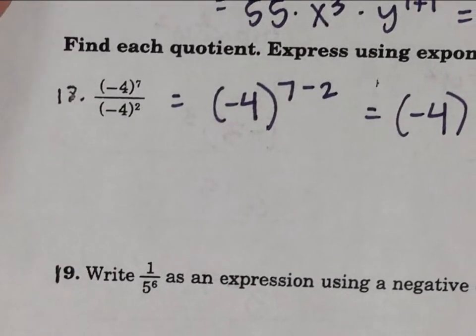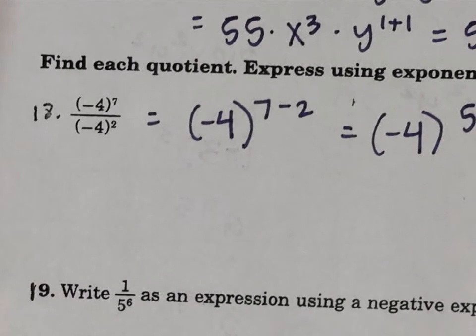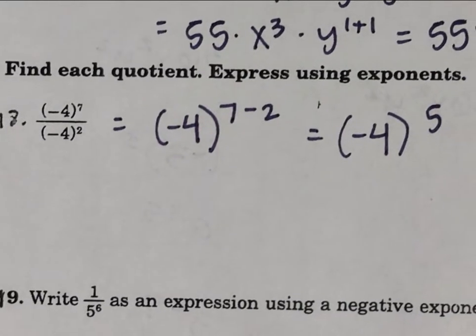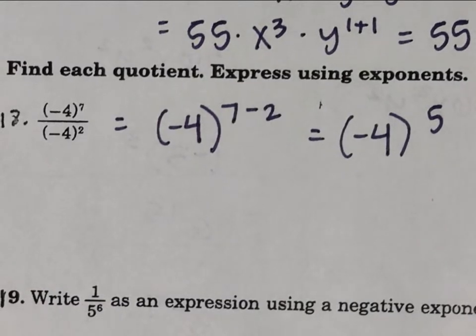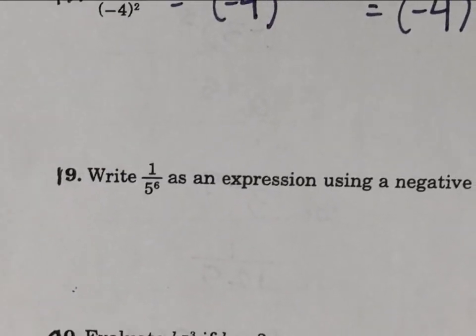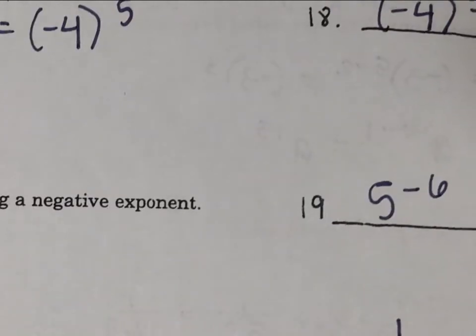Number 18, when I have a quotient, so I'm dividing two powers, that's when I'm subtracting the exponent. So that should be negative 4 to the 5th power. And number 19, you're just expressing that with a negative exponent. So what would that be? 5 to the negative 6. Okay.